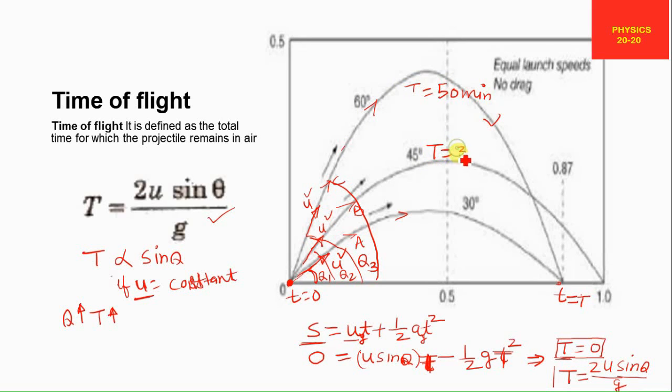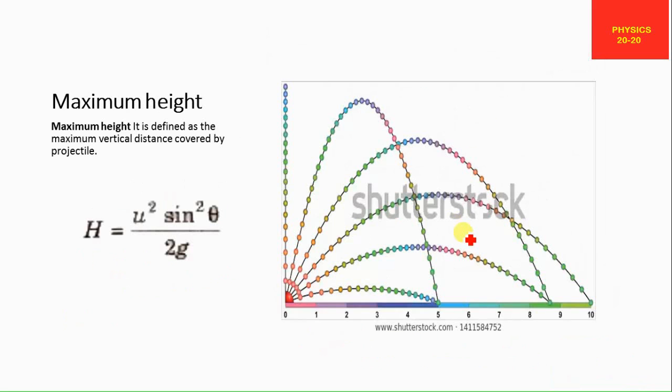This is the time. Let us suppose this time is equal to 50 minutes. Then this time will be 35 minutes, and this time will be 20 minutes. So here the velocity of projection is the same, but the angle of projection is different. Higher the angle of projection, the higher the time of flight. Okay, so this is all about the time of flight.